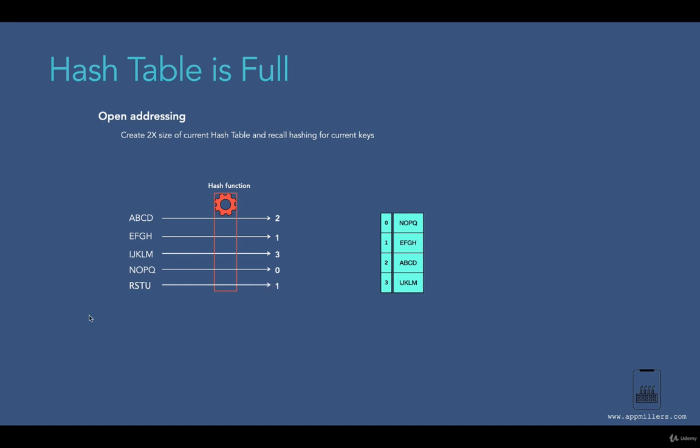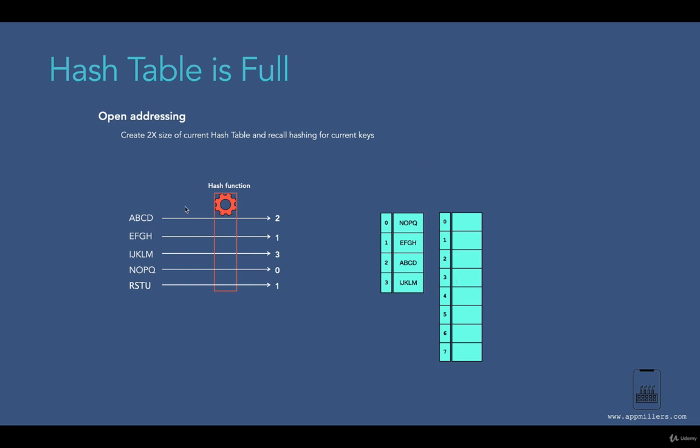So we cannot insert this string to this hash table, because when we call the hash function for this string, it's returning 1, but at the index of 1 we have another string. This means that we cannot insert this string to this hash table. Now the solution is to create a new hash table with the size of 2x. We have 4 elements here, so when we create a new hash table, we are going to create it with the size of 8. So in the second hash table, we have 8 cells.